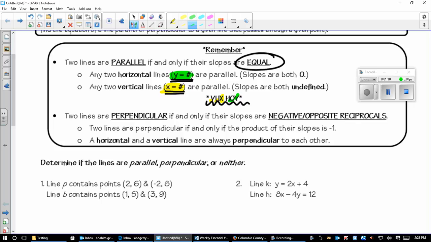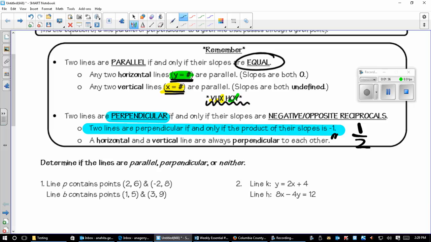Do you remember perpendicular lines? What makes two slopes perpendicular? That's when their slopes are negative or opposite reciprocals, depending on how your teacher said that. So two lines are perpendicular if and only if the product of their slopes is -1. You could multiply the two slopes together and get -1. Let me give you an example real quick. For 1/2, a slope that would be perpendicular to that would be -2/1. It's opposite and reciprocal, but don't forget, -2/1 is the same thing as -2.